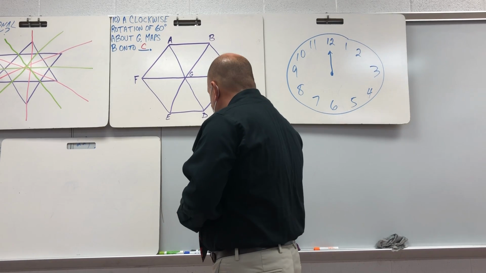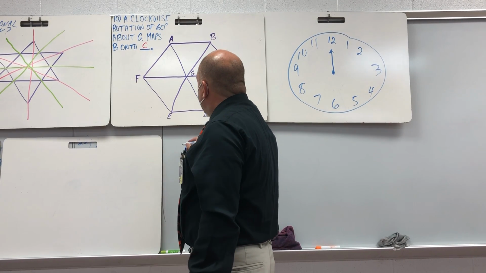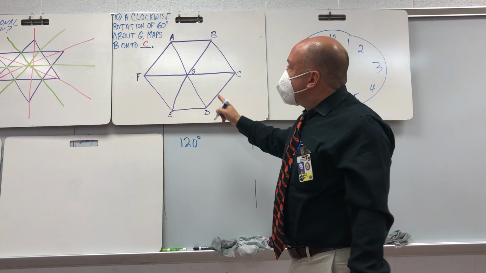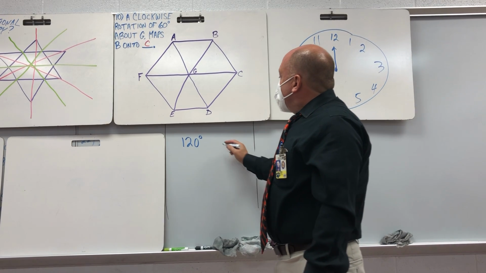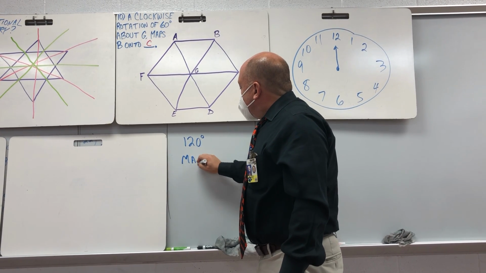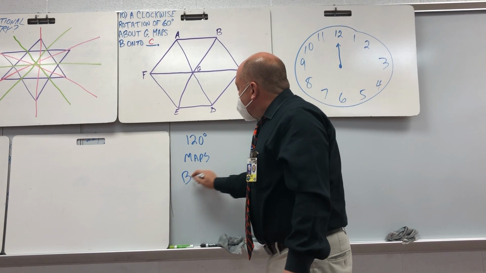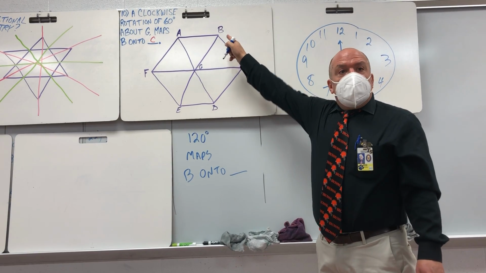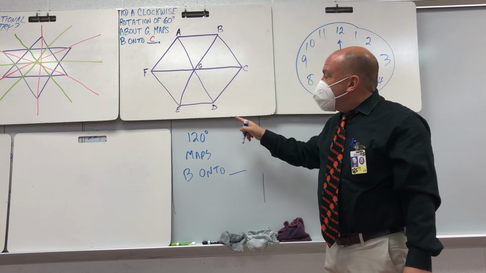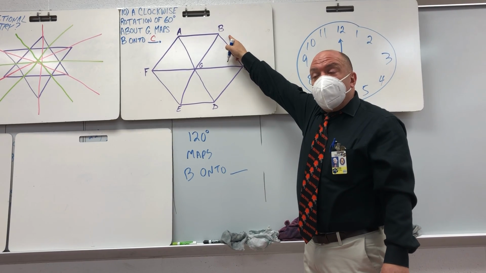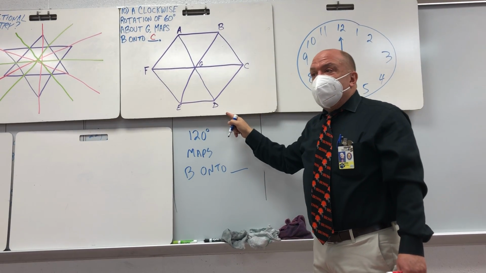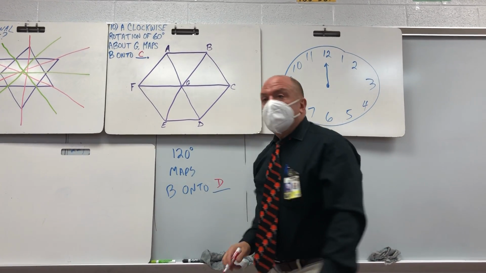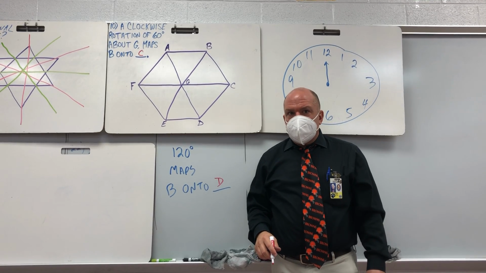60 degrees maps B onto C. What if I said 120 degrees clockwise, maps B onto what? Say it louder. D, right? If I say 120 degrees, B will map onto D. Does that make sense? Can I have a nod? Okay.